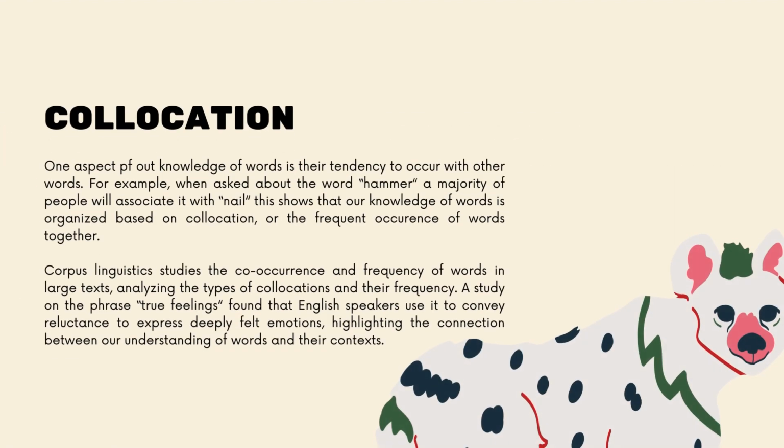Collocation. One aspect of our knowledge of words is their tendency to occur with other words. For example, when asked about the word hammer, a majority of people will associate it with nail. This shows that our knowledge of words is organized based on collocation, or the frequent occurrence of words together. Corpus linguistics studies the co-occurrence and frequency of words in large texts, analyzing the types of collocations and their frequency. A study on the phrase "true feelings" found that English speakers use it to convey reluctance to express deeply felt emotions, highlighting the connection between our understanding of words and their context.